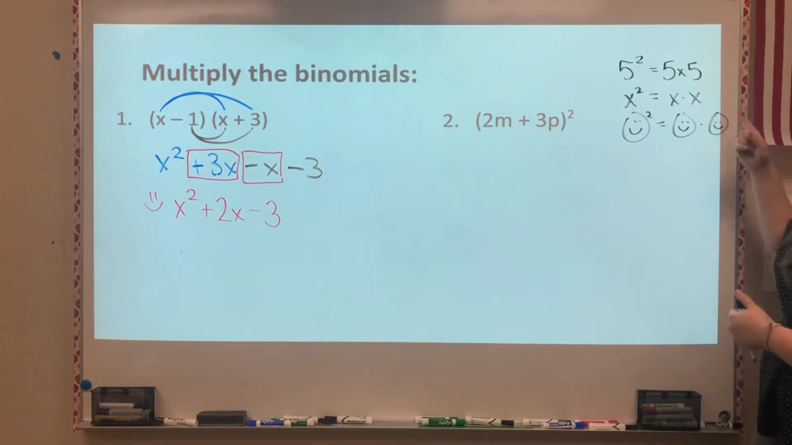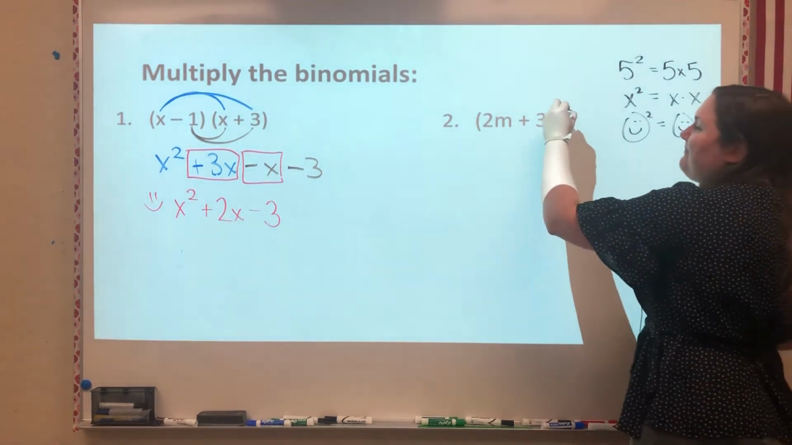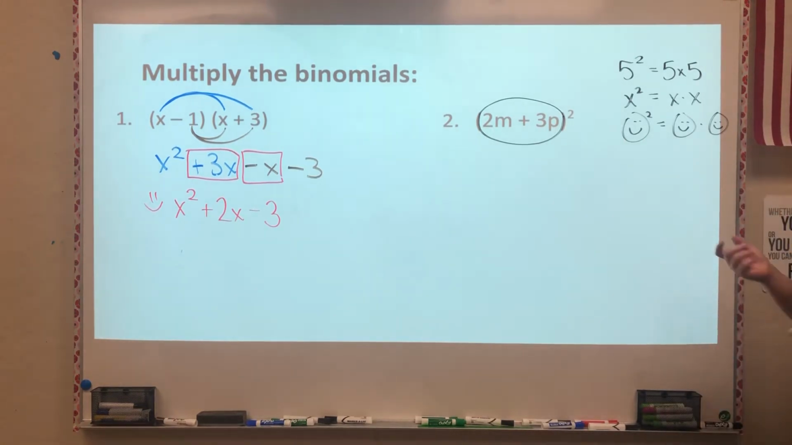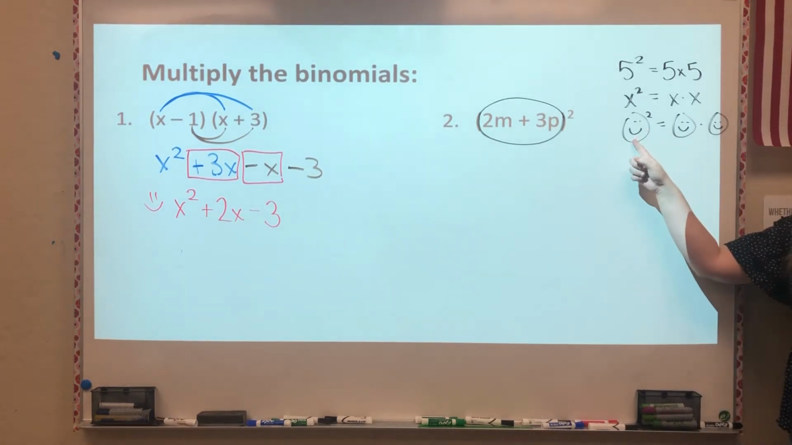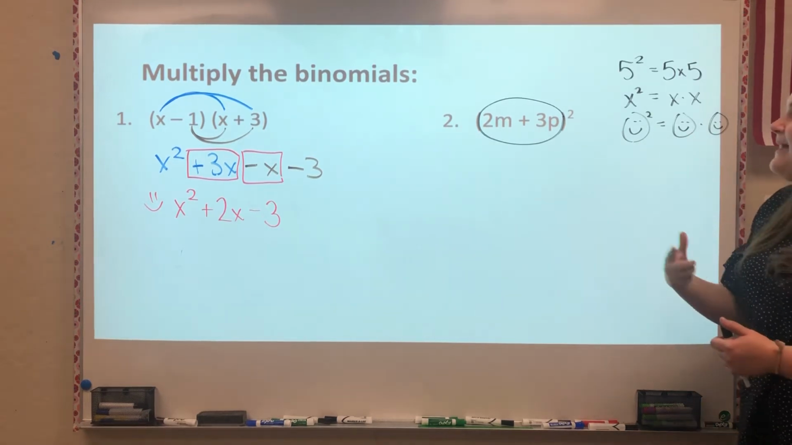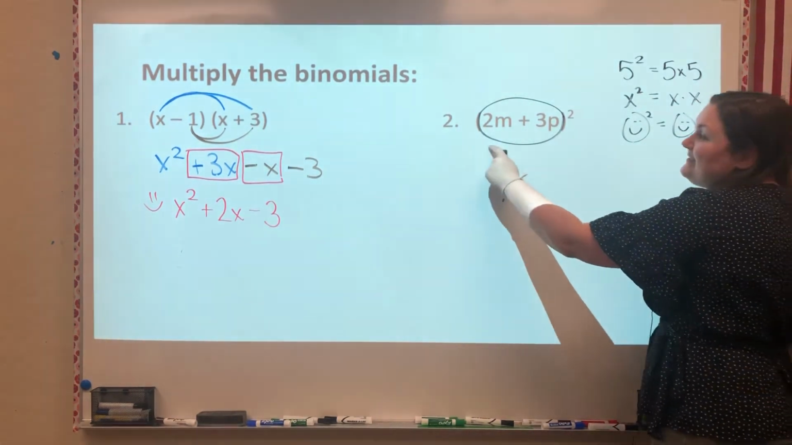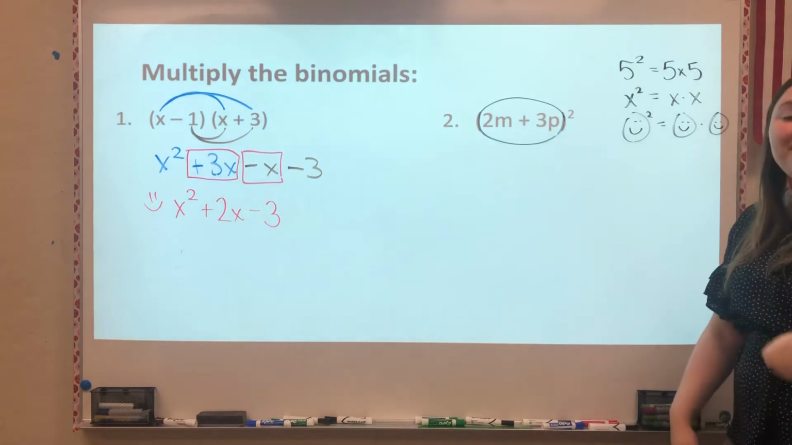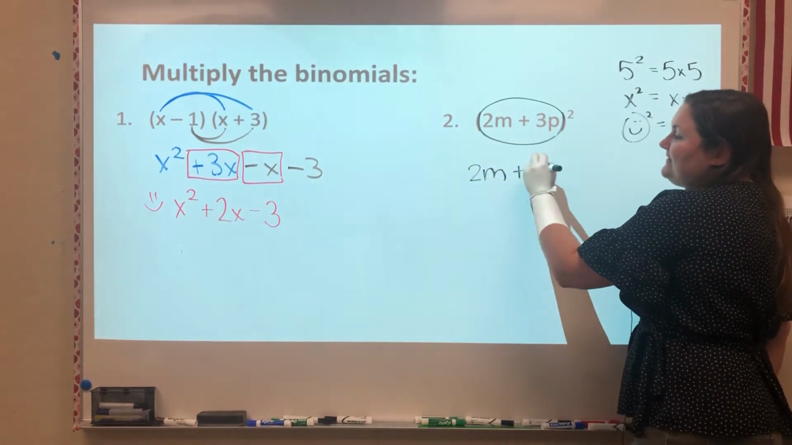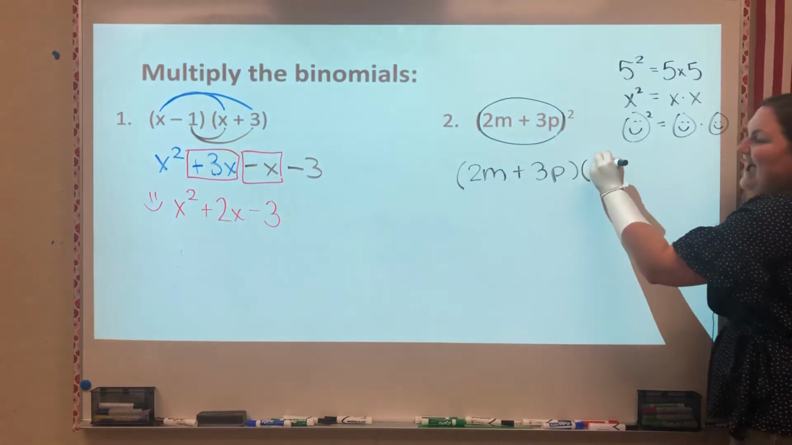Well, I'm reviewing this because here it's the same idea. I am taking a binomial and squaring it. What does that mean when you square something? Well, if you square something, you are multiplying it by itself. What 2m plus 3p altogether squared means is I am taking this binomial and multiplying it by itself. I am taking 2m plus 3p and I'm multiplying it by itself.